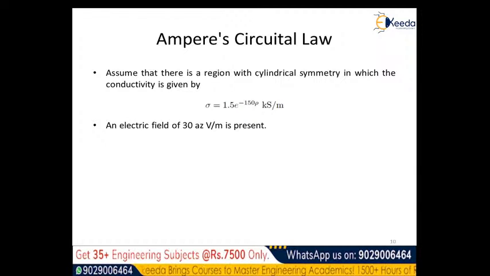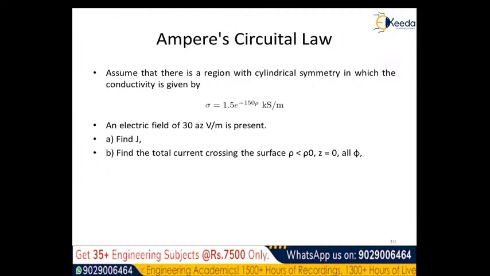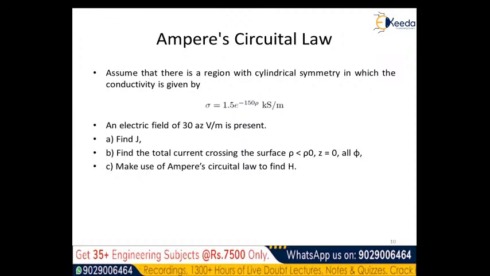So what is the problem statement? We have to find J in part A. We have to find the total current crossing the surface rho less than rho 0, z equal to 0 for all the values of phi, and at last we have to make use of Ampere's circuital law to determine the value of magnetic field intensity. So this is the simplest question here.